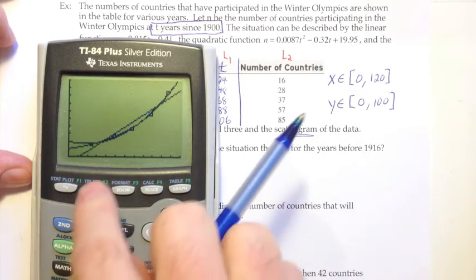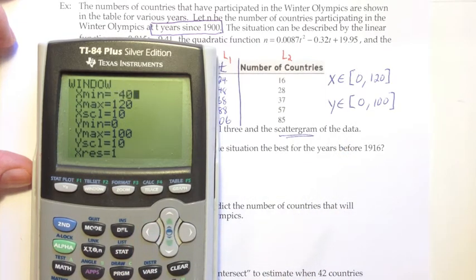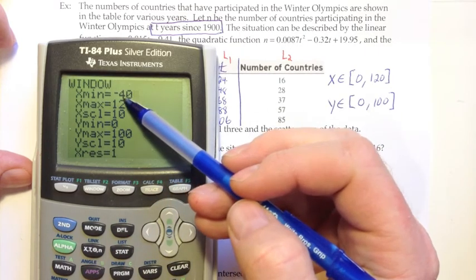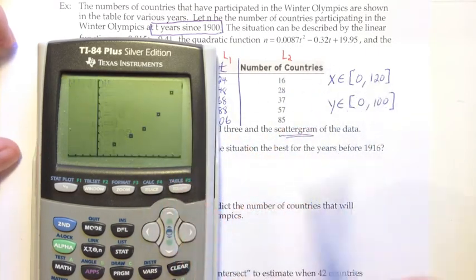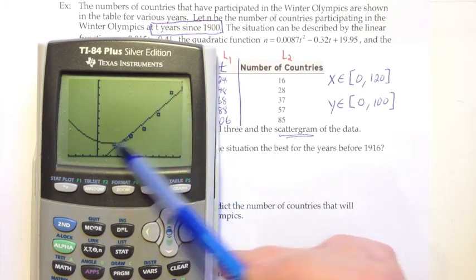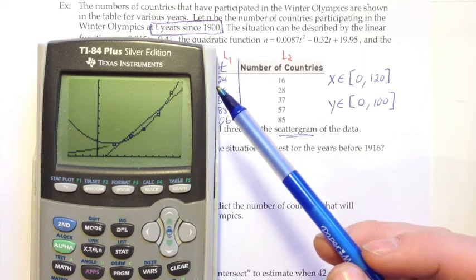I can show you that a little better by taking the window and moving it to the left some. So I'm going to show you some of the stuff from the 1800s, with negatives representing before the year 1900. There's my linear model. There's the U-shaped one. You can see that bend to it now. And then here comes our exponential one.